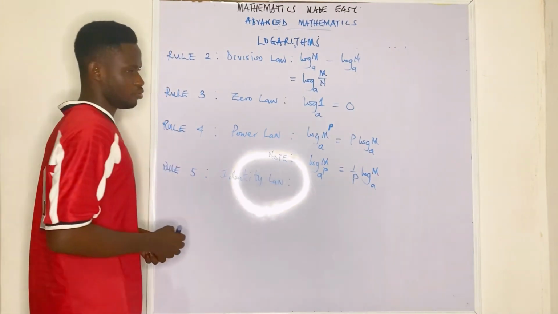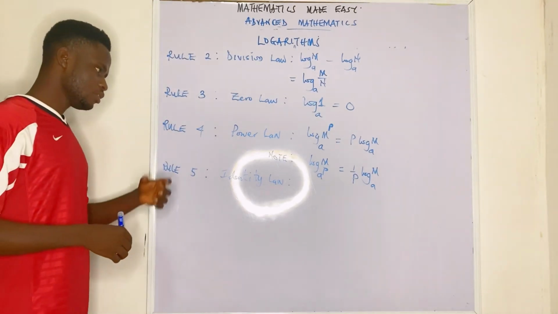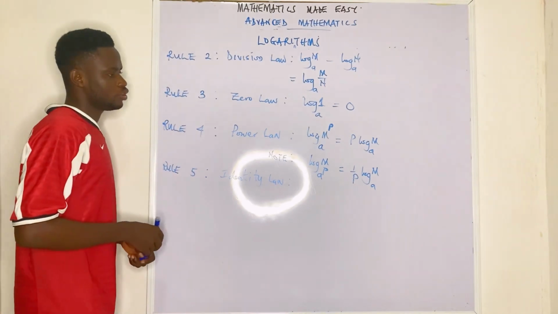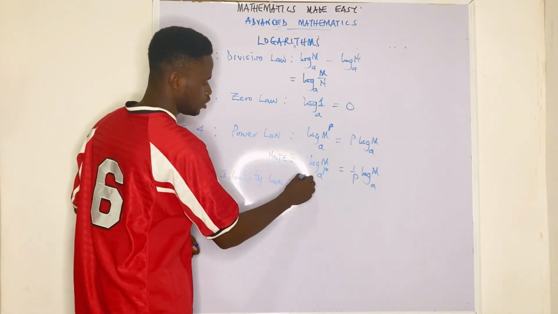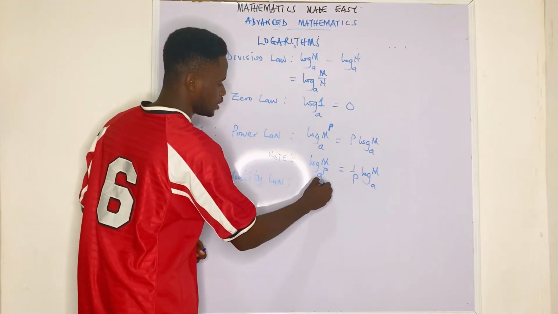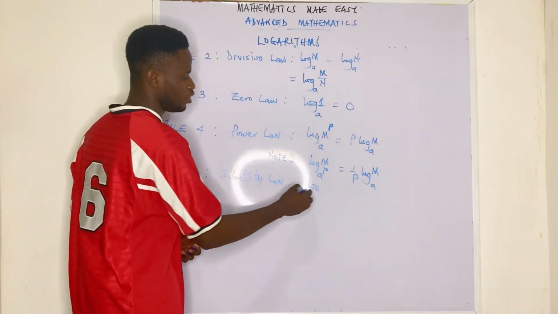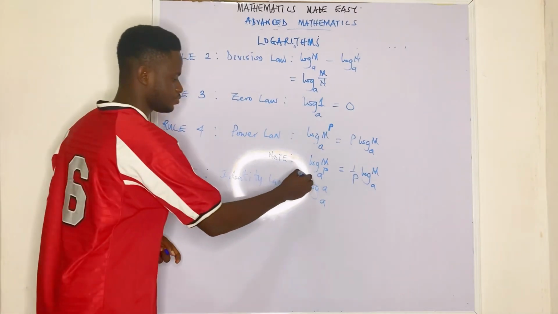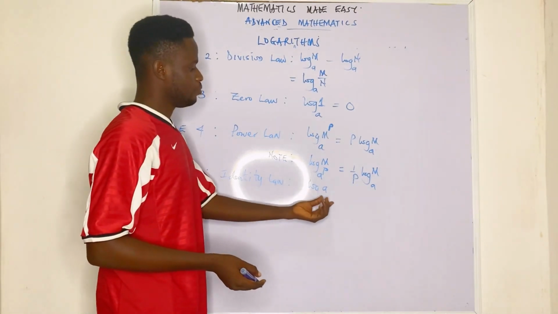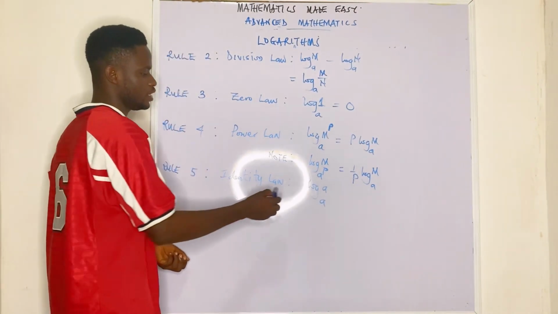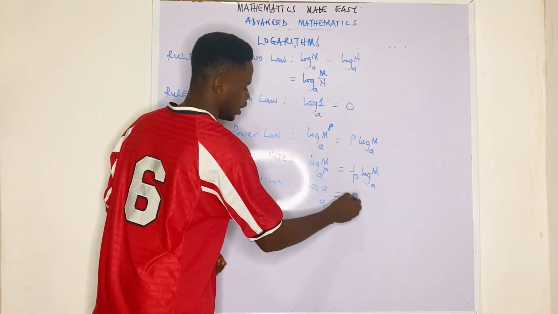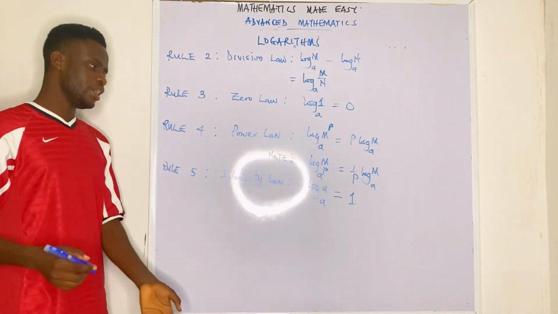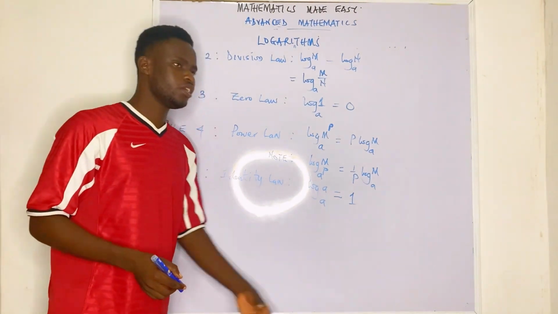The identity rule. In case of the identity rule, it states that if you are given the logarithm of a number to the same base, for example, log a base a, you can see that the number and the base are the same. The rule simply says it will be equal to 1. So whenever you have the logarithm of a number to the same base, the result is simply 1.